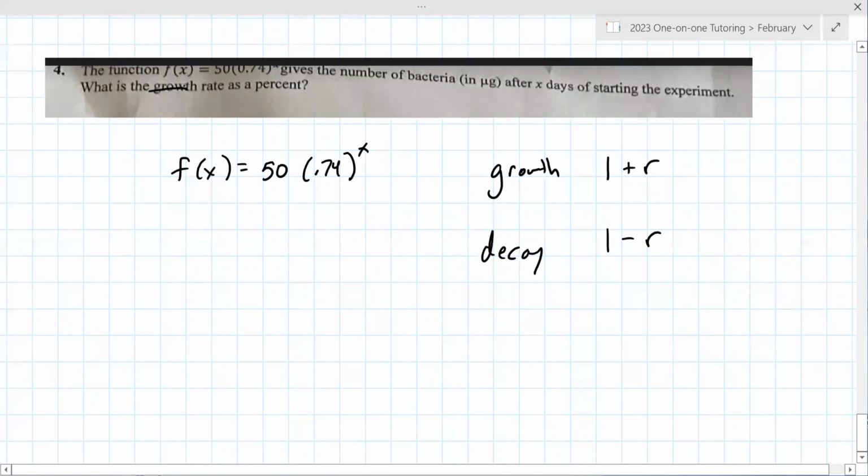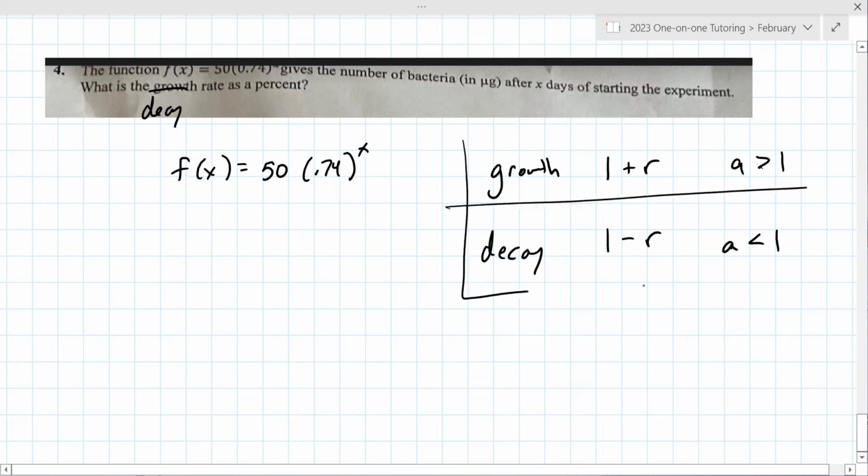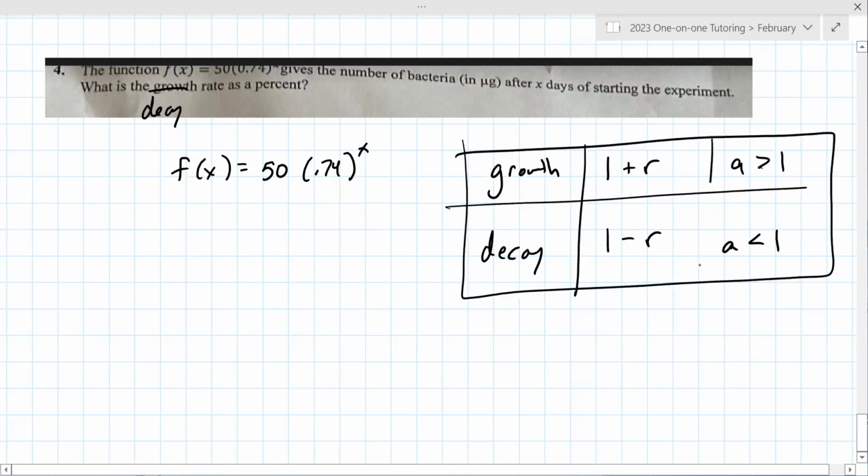So I think this is actually a decay problem. I don't know why they're saying growth. Because the number inside parentheses is less than 1, it's a decay. So you have to decide if that number, called a in most problems, is bigger than 1 or less than 1. That tells you which of these equations to use. Since it's less than 1, use the decay equation, 1 minus r, like this. And then you would solve for r.